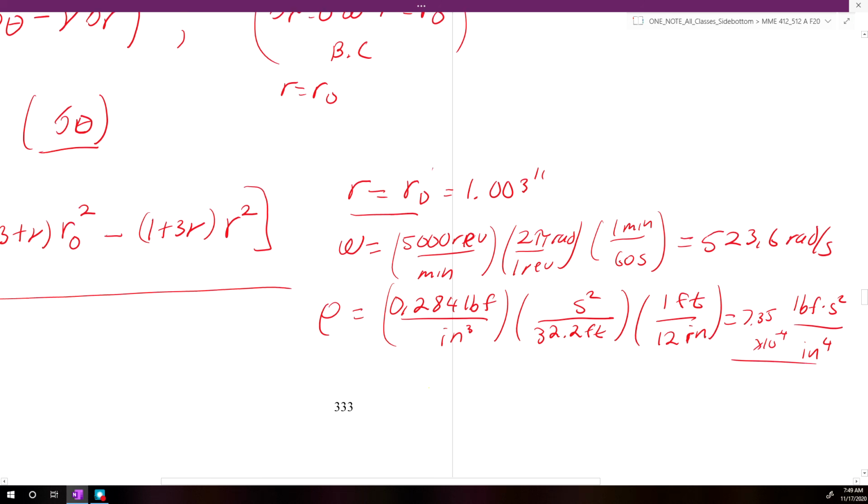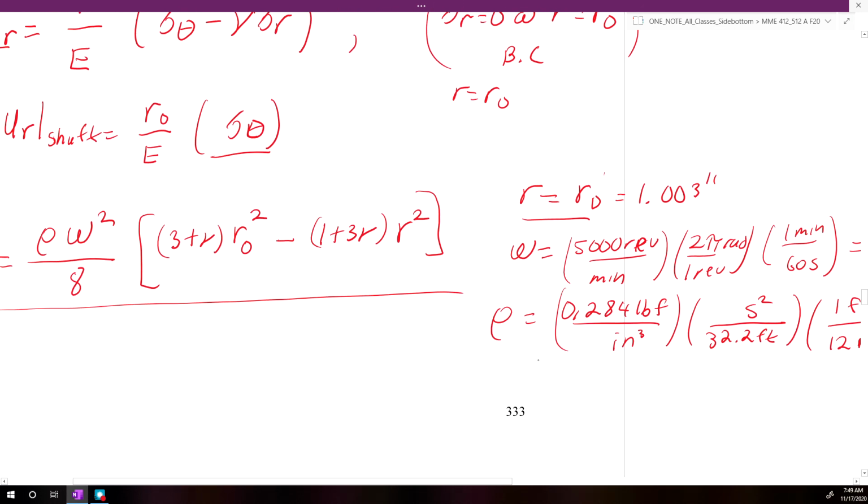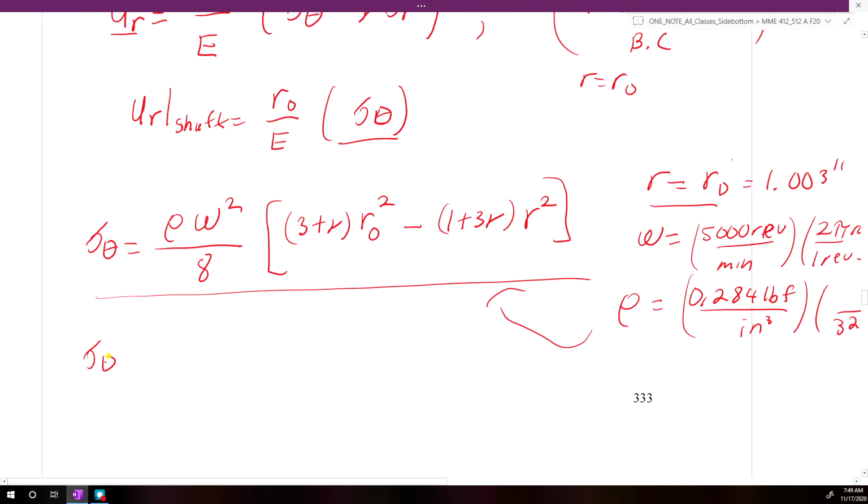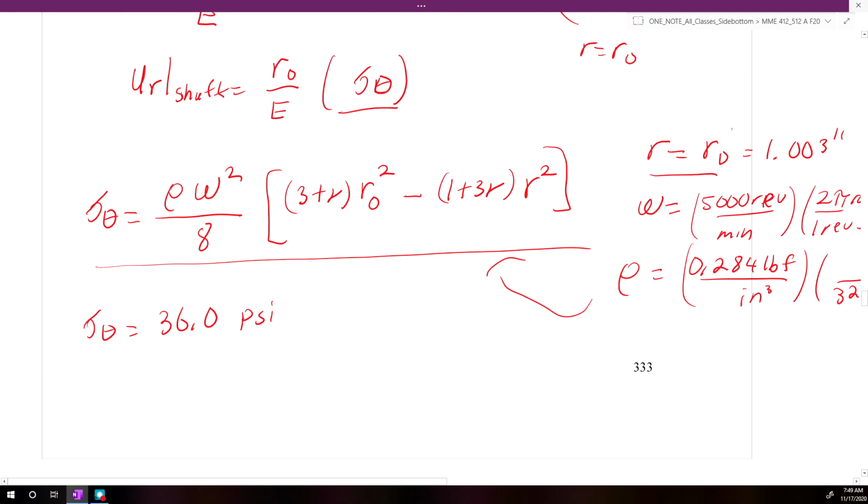Okay, so if we plug in all those values into our equation here, we'll end up getting sigma theta is going to be equal to 36.0 psi. Not too bad. Alright, and our radius, or change in radius, u of r, is going to be equal to 1.20 times 10 to the negative 6th.